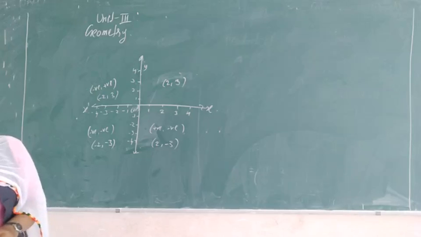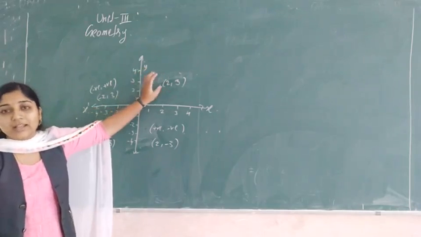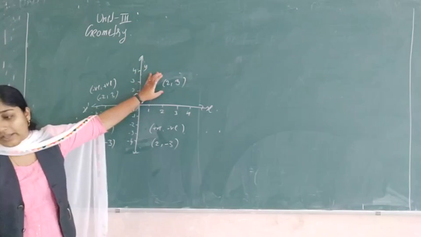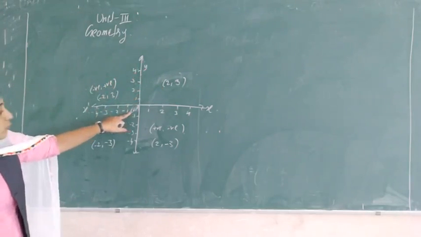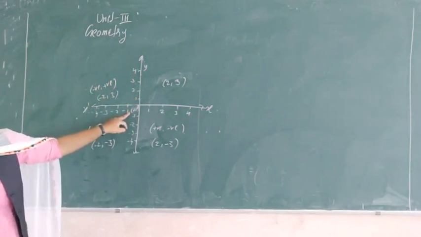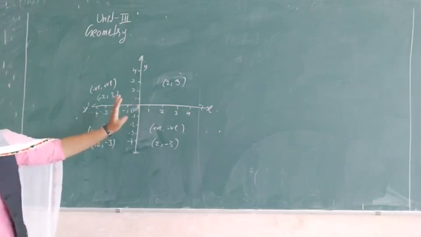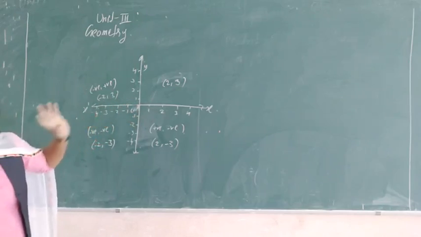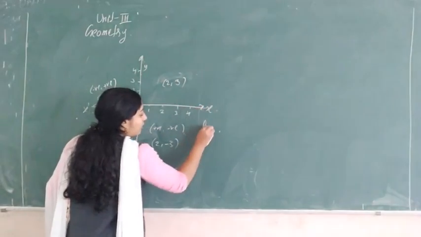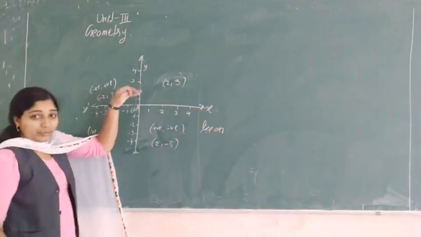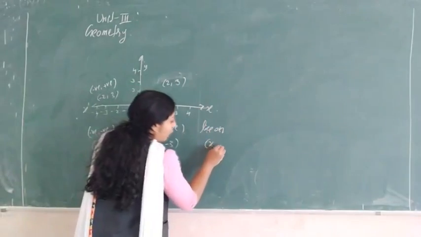Okay, and the coordinates of these fixed points are denoted by either a comma b, x comma y or h comma k. Okay, and the center point is called the origin, that is 0 comma 0, the origin of the coordinates. Okay, now suppose they say any point lies on the x-axis, it means it lies on the x-axis. So the coordinates are given by x comma 0.